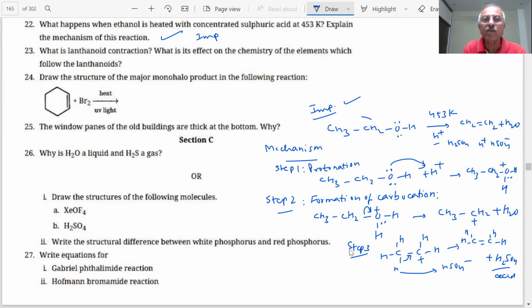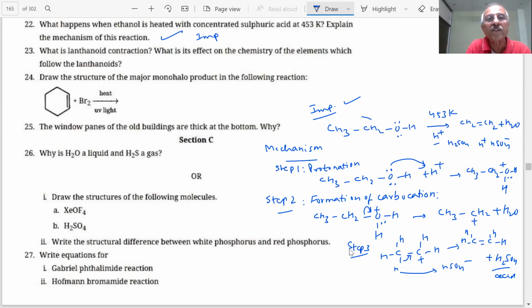So these are the 3 steps, student. Important question. We can show the reaction, how it takes place. One of the mechanisms is coming in your paper, a 3-step mechanism. One of them could be this question. So you should know what are the steps which you have to write, student.